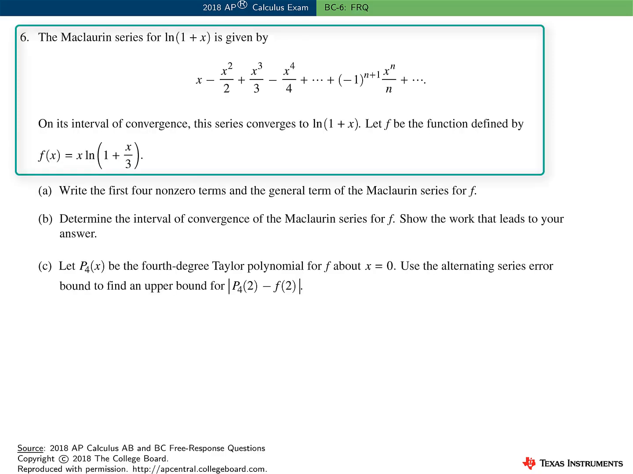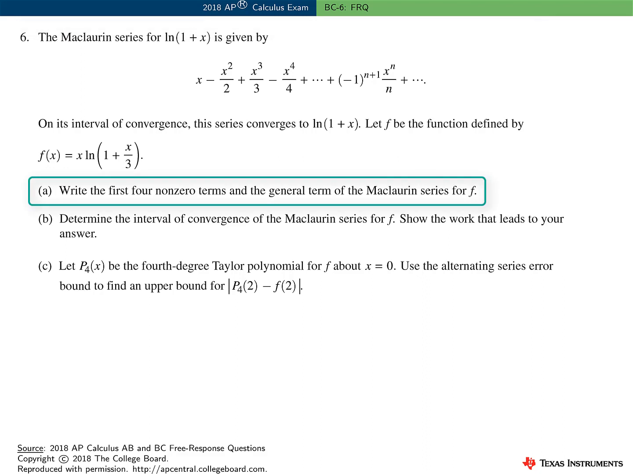In this last free response question on the BC Calculus exam, often a series question, we're given the Maclaurin series for the log of 1 plus x. And we're told that on its interval of convergence, the series converges to the log of 1 plus x. And there's another function f here, defined by f of x is equal to x times the log of 1 plus x over 3. In Part A, we need to write the first four terms and the general term of the Maclaurin series for f.